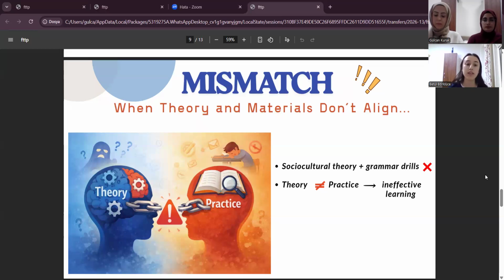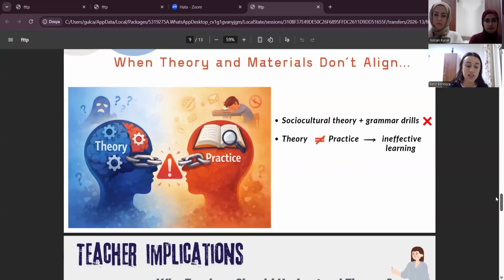As a result, students may not develop real communicative skills. Students may learn the grammar rules, but they may not use the language in a real life context. So it's a problem. Also, this mismatch can lead to ineffective learning, limited student engagement, and low motivation in the classroom. So it's very important for teachers to match their materials and activities with the theories and approach. And we will look at the teacher implications.